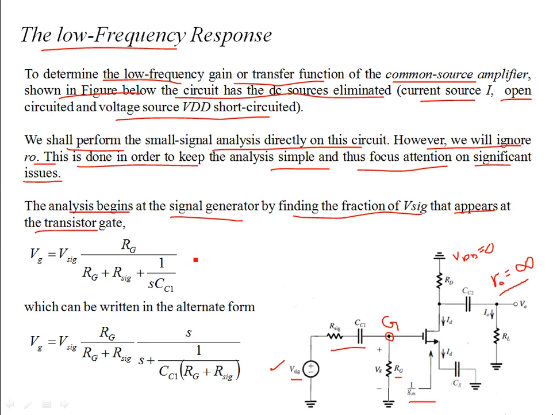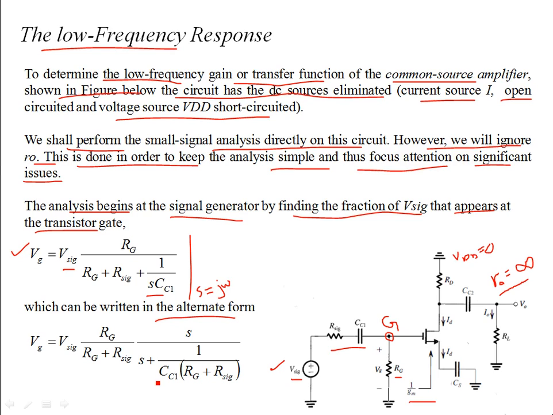So it can be written as RG over RG plus R signal plus 1 over SCC1, where S is your complex frequency variable. To find the frequency response, you can substitute this by j omega. So this is the fraction of the input signal that is appearing at the gate of the MOSFET, and you can already see the dependence of the available input signal on frequency. Now this expression can be rewritten in an alternate form.